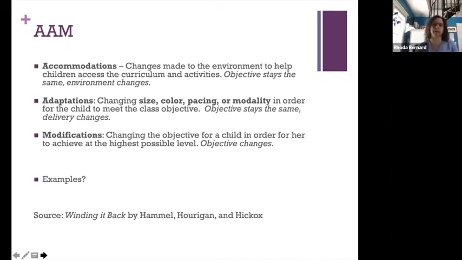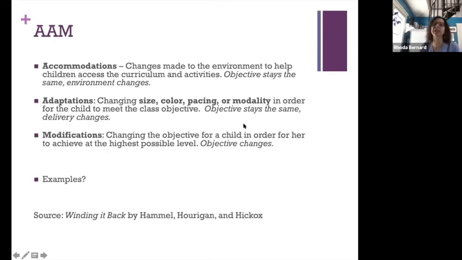What you're seeing here is coming from music educators, Alice Hammel, Ryan Hourigan, and Bertha Hickox, and they have written a wonderful book called Winding It Back. And they talk about how this framework plays out for music education. Essentially, the big distinction among these 3 is in which cases does the student with a disability have the same objectives as the rest of the class, and in which cases is the objective different. So for the first 2, everybody's working at the same objective. For the third one, the objective is different.